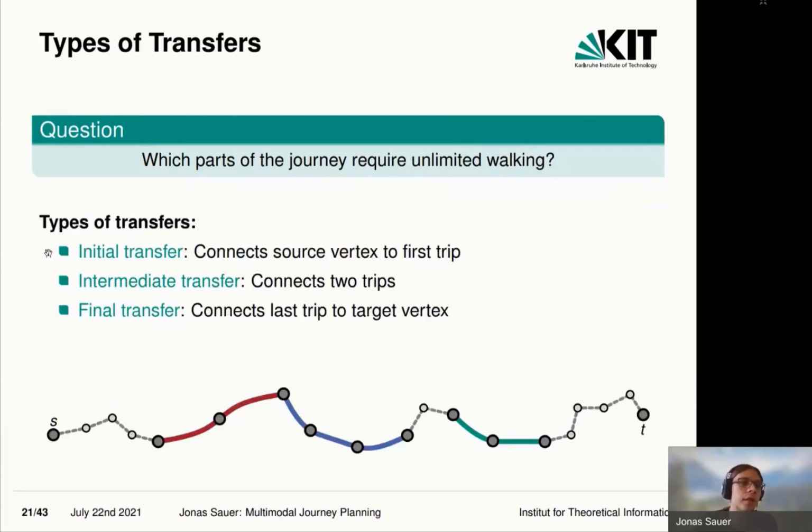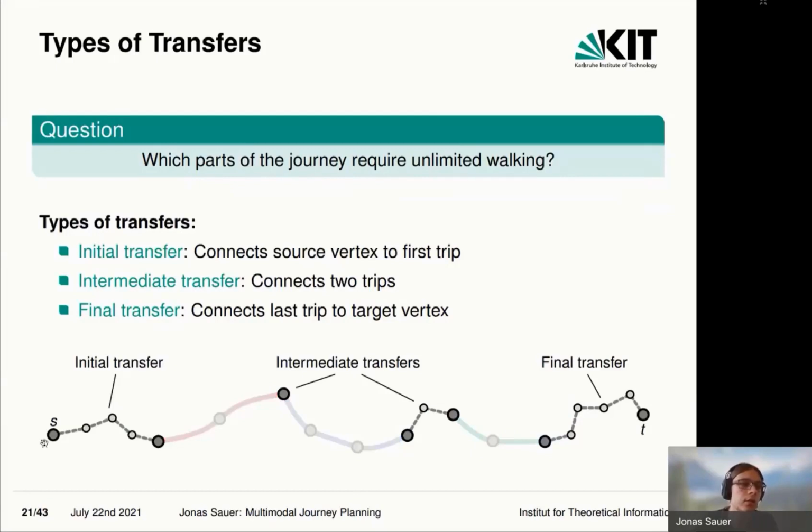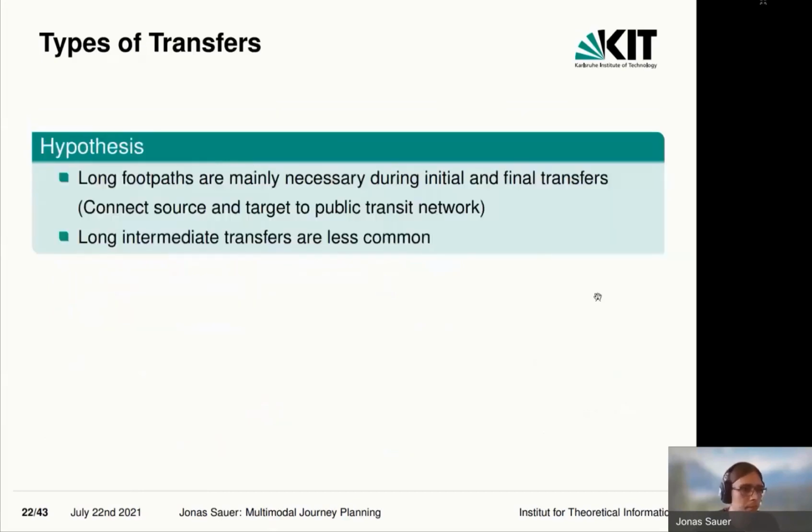We have initial transfers, which connect the source vertex to the first trip of the journey. Final transfers connect the last trip to the target vertex, and then we have intermediate transfers, which connect two trips to each other. So we exit one vehicle, walk to another stop, and then enter another vehicle there.